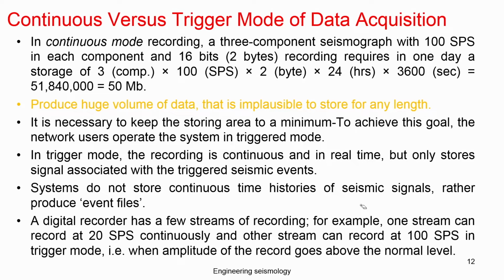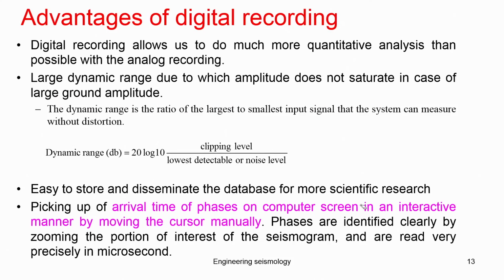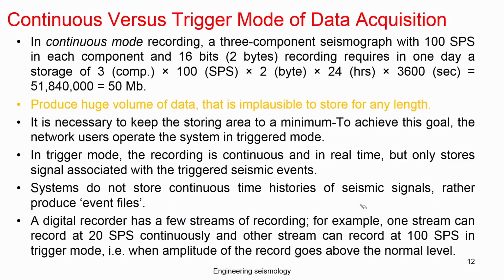So the digital system brought in the concept of continuous versus triggered mode of data acquisition. Continuous means that once the instrument is started, it will keep on recording irrespective of whether an earthquake is occurring or not. The triggered system involves making a provision so it will monitor the vibration, but only record as per the instruction we give.